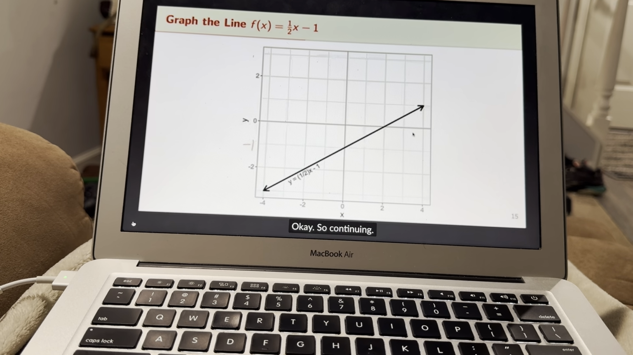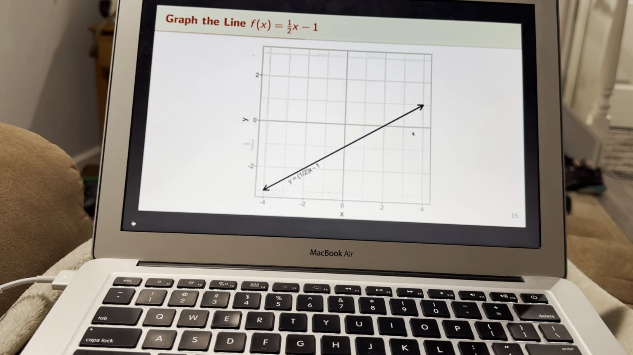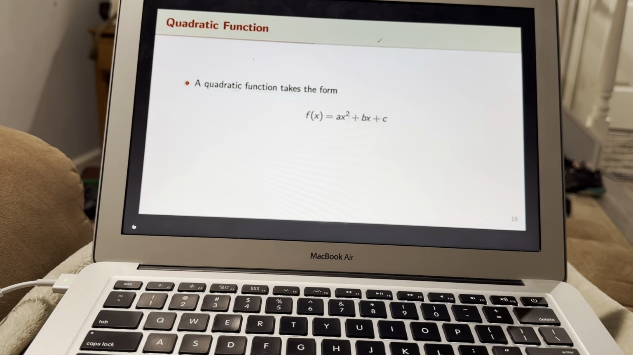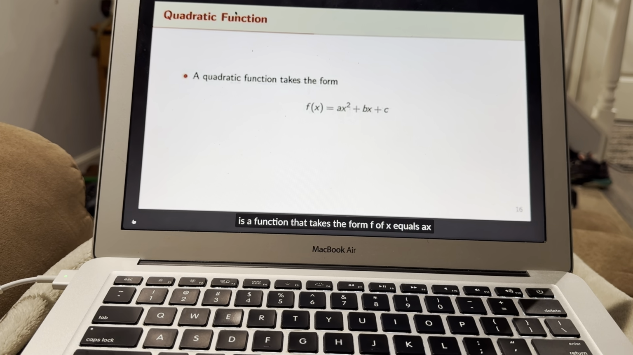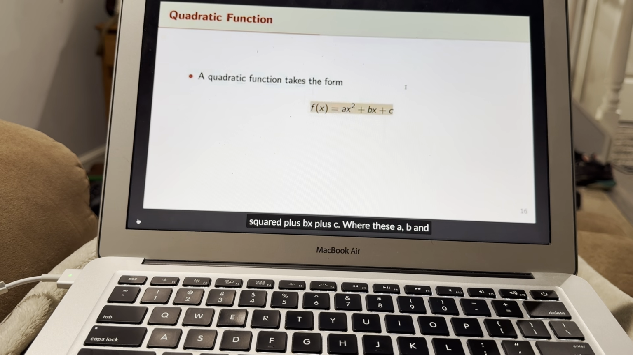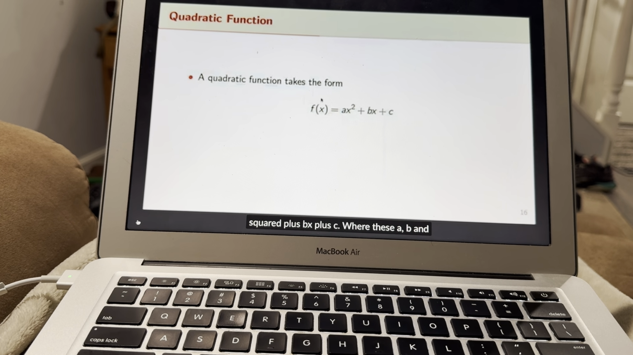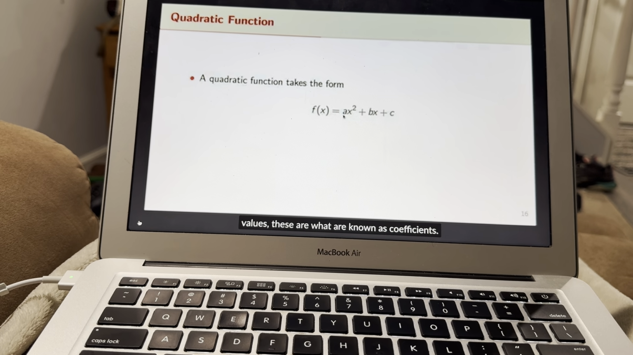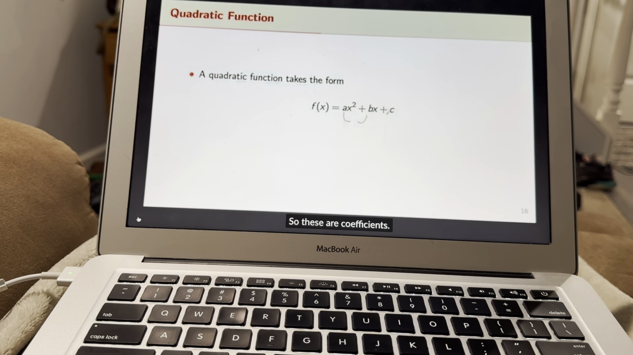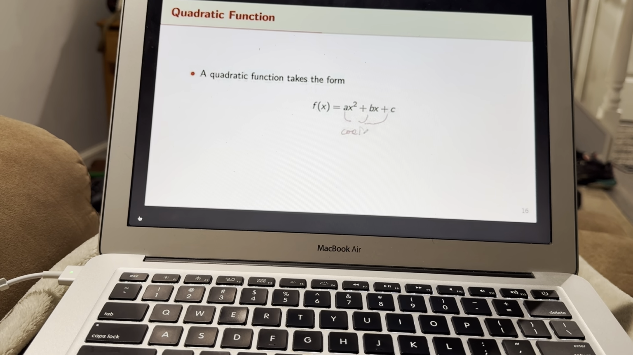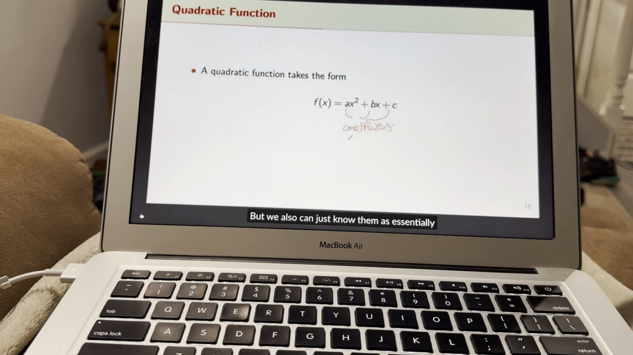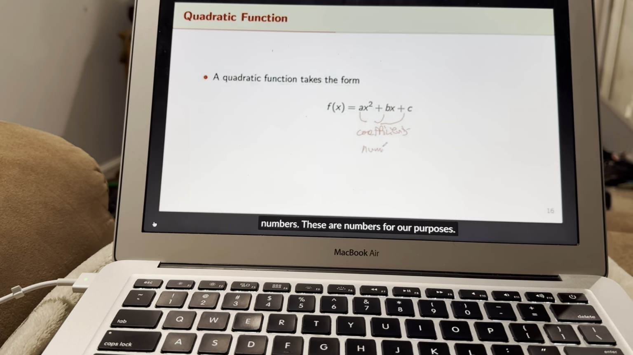Okay. So continuing, a quadratic function is a function that takes the form f(x) = ax² + bx + c, where these a, b, and c values are what are known as coefficients. But we can also just think of them as numbers. These are numbers for our purposes.